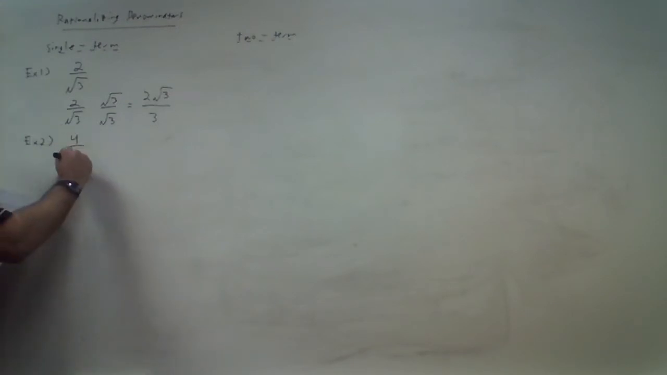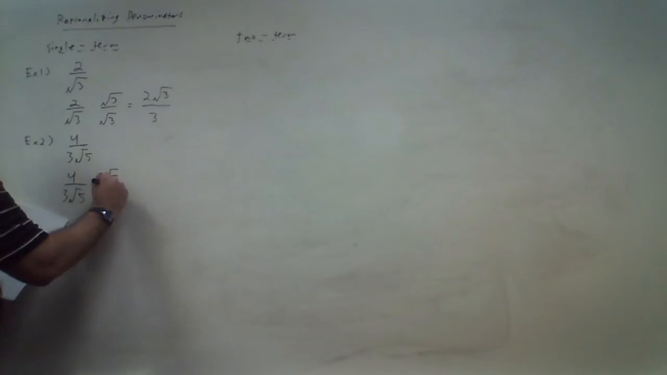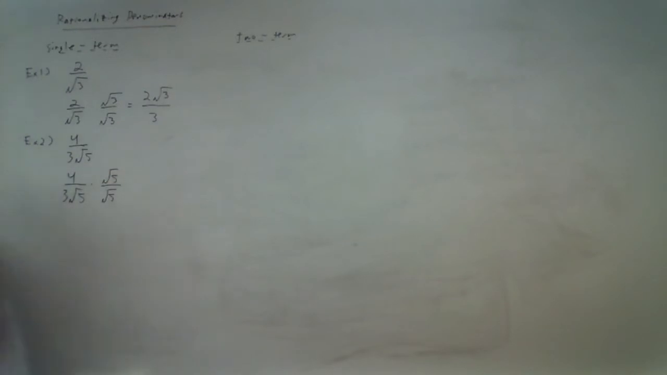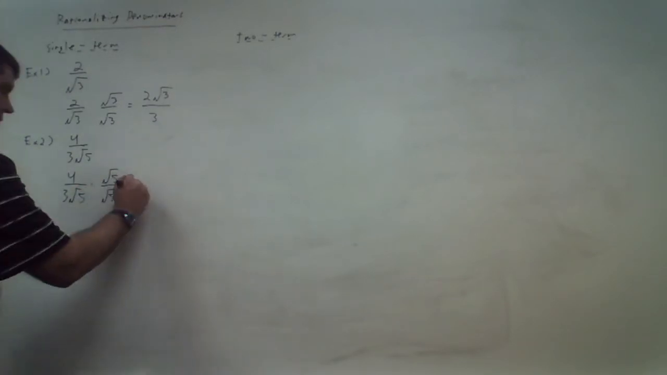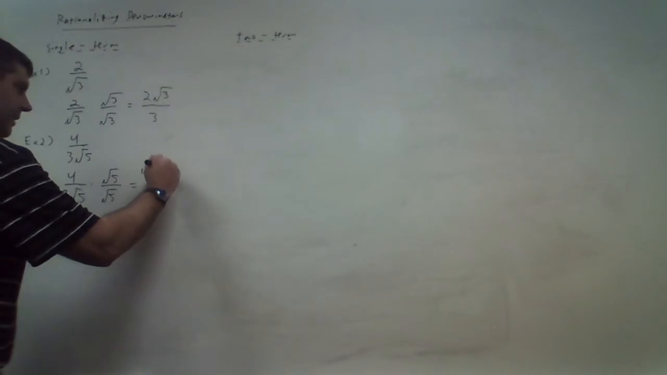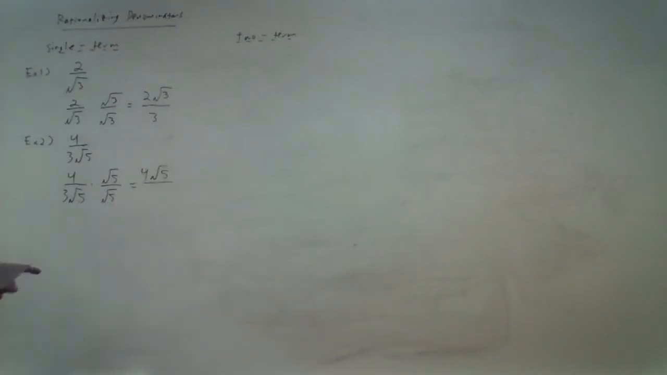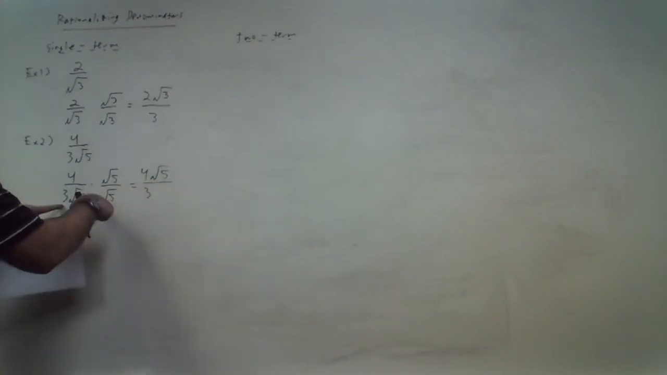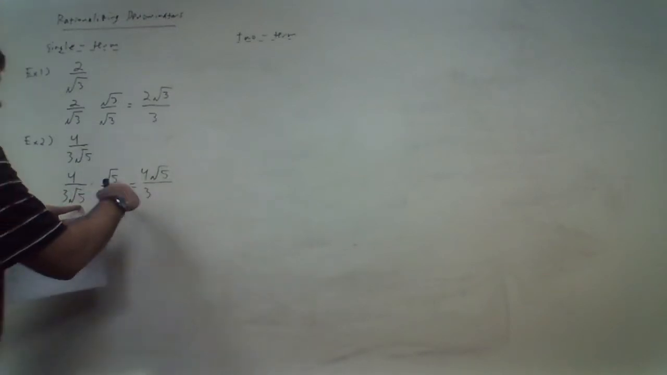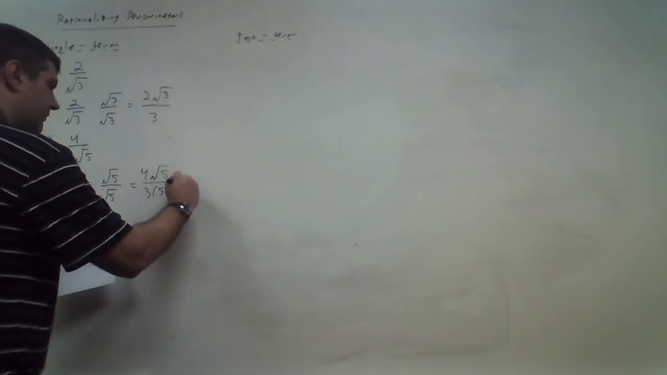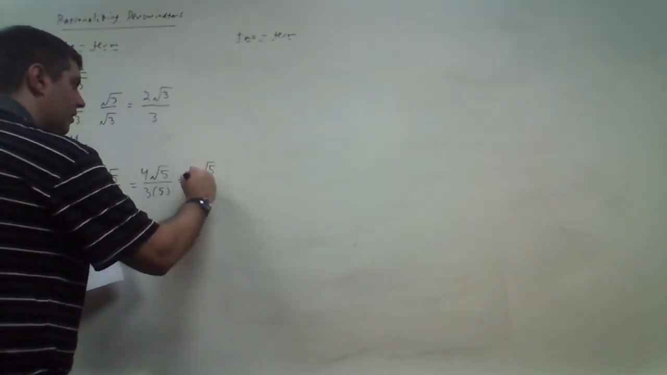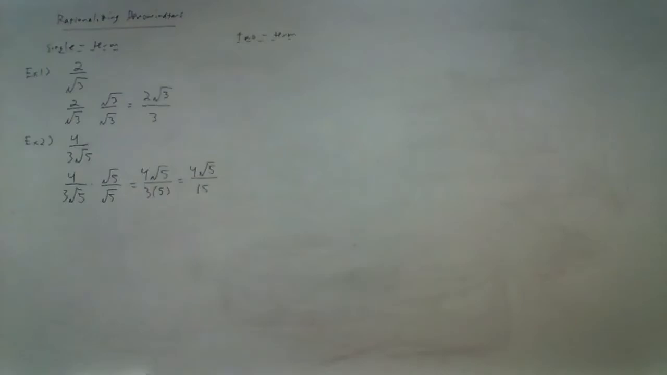Example 2, 4 over 3 square root of 5. Well, you're going to multiply top and bottom by just the denominator's square root. Okay? You'll have 4 times the square root of 5 up here. Down here, you're going to have 3. 3 times 1 is 3, the one that you don't see. And the square root of 5 times the square root of 5 is just 5. Leaving me 4 square root of 5 over 15. Okay?